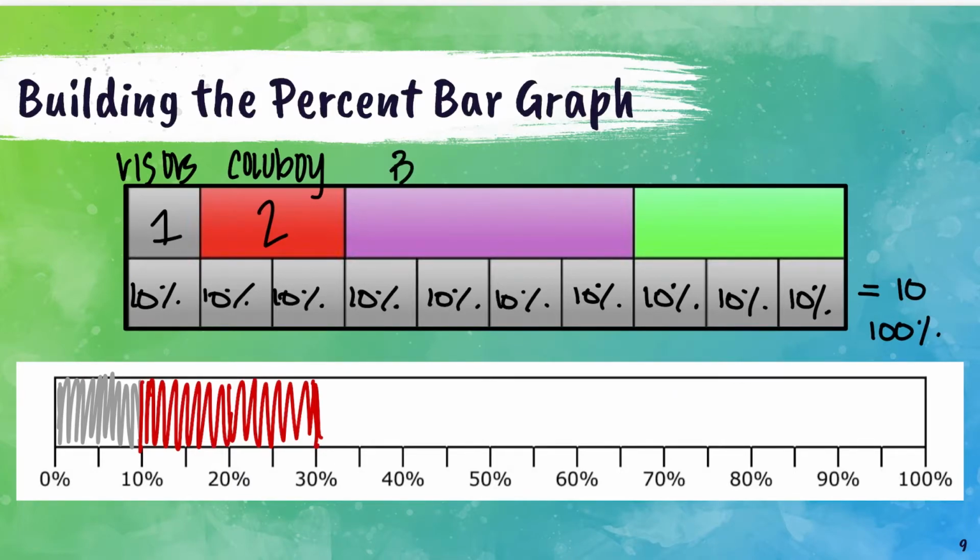And now I'm going to use that same thinking with my baseball caps, because 4 out of 10 were baseball caps. That represents 40%. So for 40% to transfer onto my percent bar graph, I have to start at 30% now. And if I add 40% onto 30%, that takes me all the way to 70%.